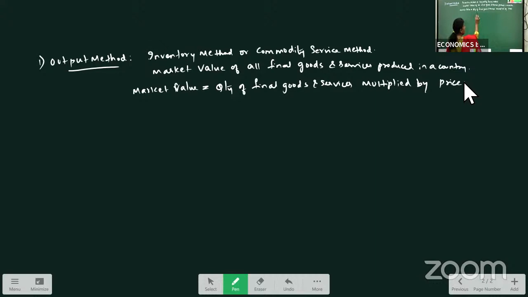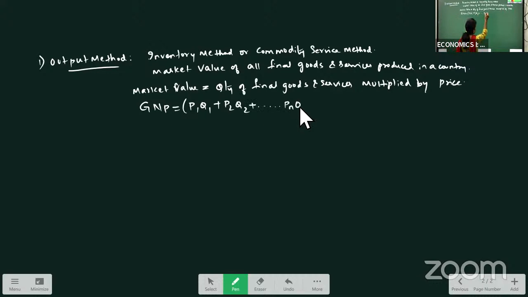See how we will get the market value? How much quantity of final goods and services we are producing. That means quantity means how much output, how much of final goods and services are produced in the country. That is multiplied by the price of that respective commodity. Quantity into price, we will get the market value. So under this, GNP is equal to P1Q1 plus P2Q2 plus so on.